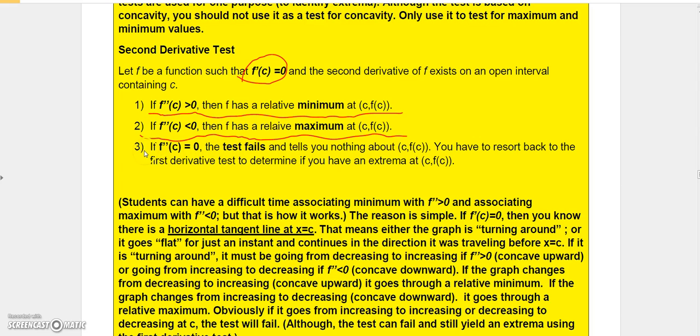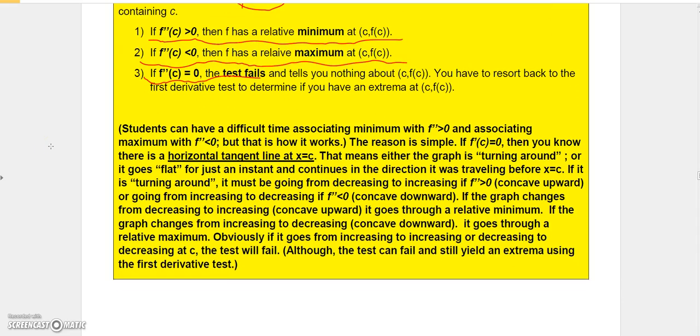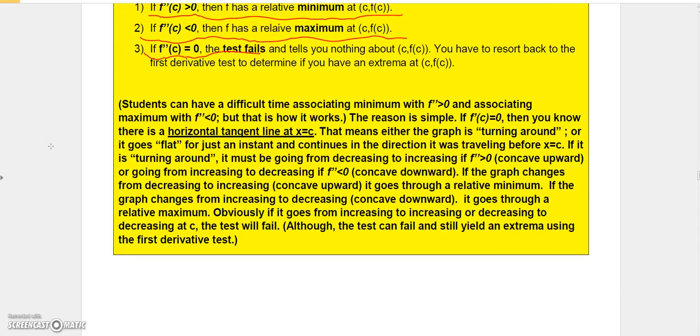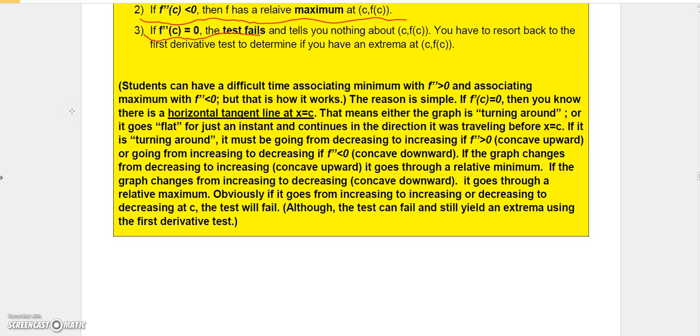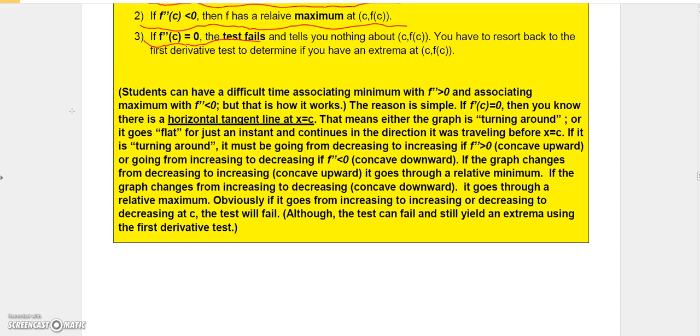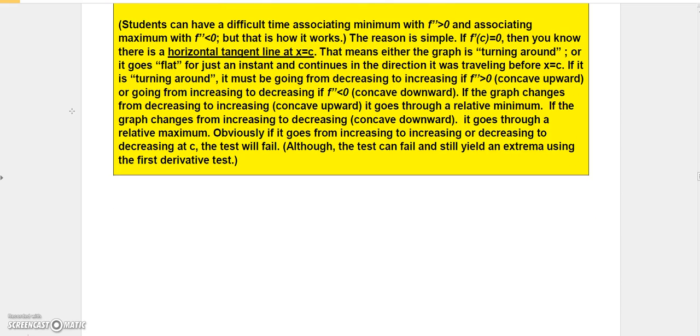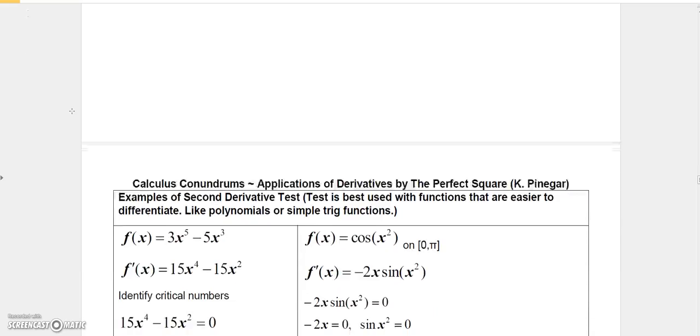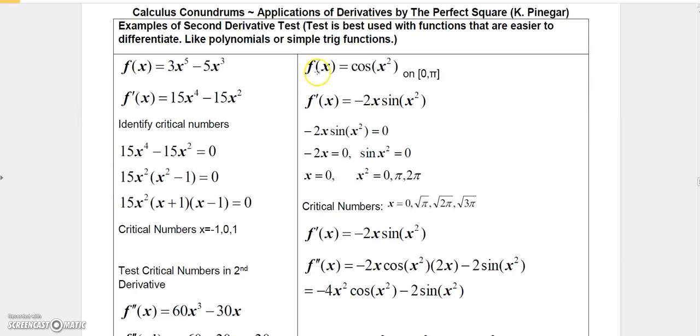All right, now if the second derivative turns out to be 0 at the critical number, then the test fails and you have to go back to the first derivative test to determine. Now if the test fails, it doesn't mean it has an extrema or it doesn't have an extrema. You've got to go back to the first derivative test. Now you can pause the video and read the rest of this thoroughly, but I'm going to go ahead and move on to show you how to apply the second derivative test.